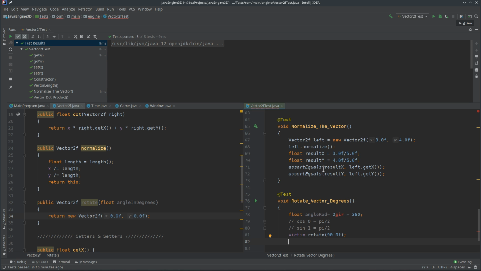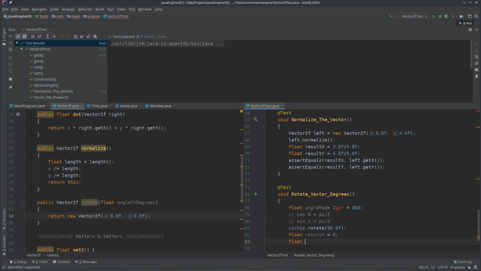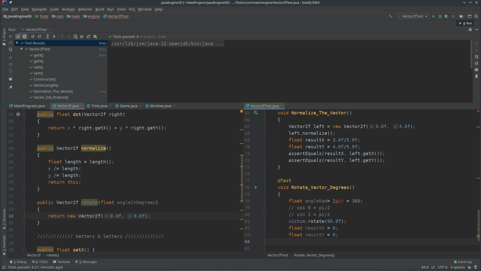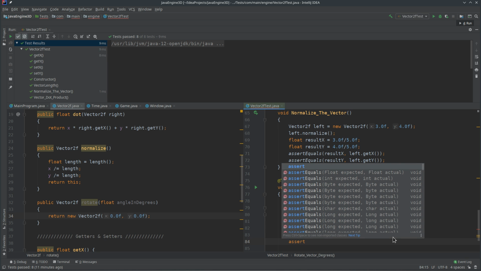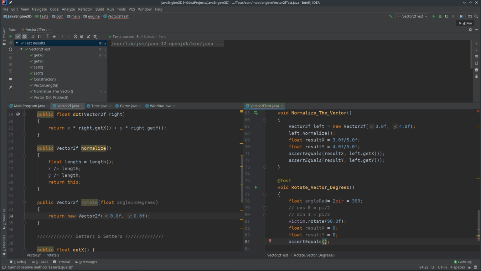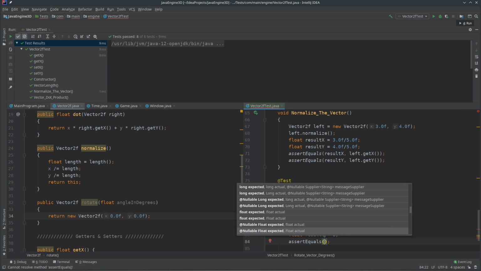What we're going to have to do is exactly the same as what we've got here. So we're going to need to know float result x equals, I'll just put that for a minute. Float result y. Well, at least you can tell everything that I'm doing today is original. And then what we are going to do is we are going to assert equals, and it's going to be result x.